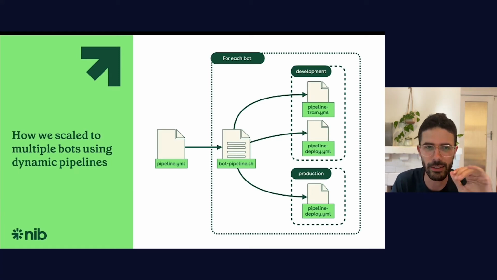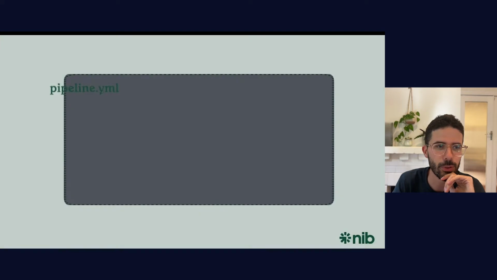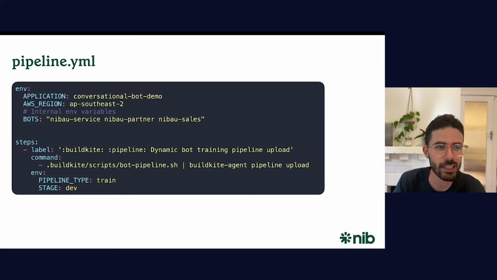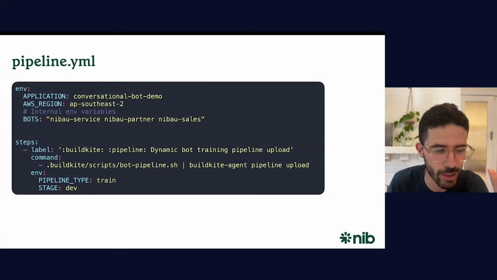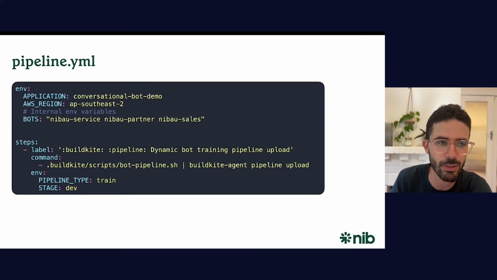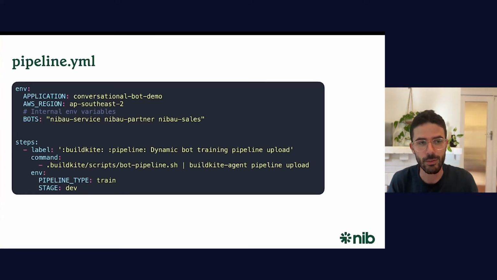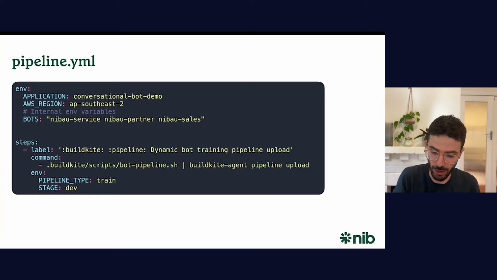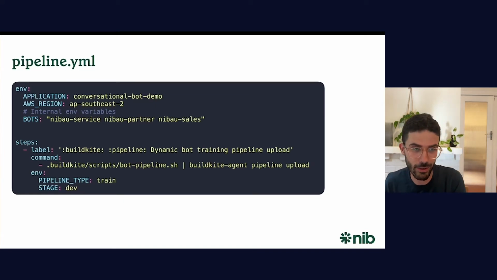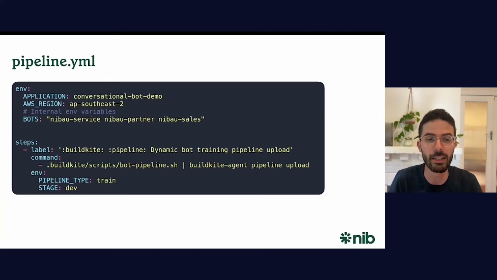So let's look at exactly what each of these files has. If we look at the pipeline YAML file, you can see I've cut a fair bit out of it, but the crux of what this does is that we have a bots environment variable. Inside that bots environment variable string is three values: nibby service, nibby partner, and nibby sales. And so when we want to add a new bot, we simply add to the end of that string nibby Buildkite. And so that would be our fourth model that would get created.